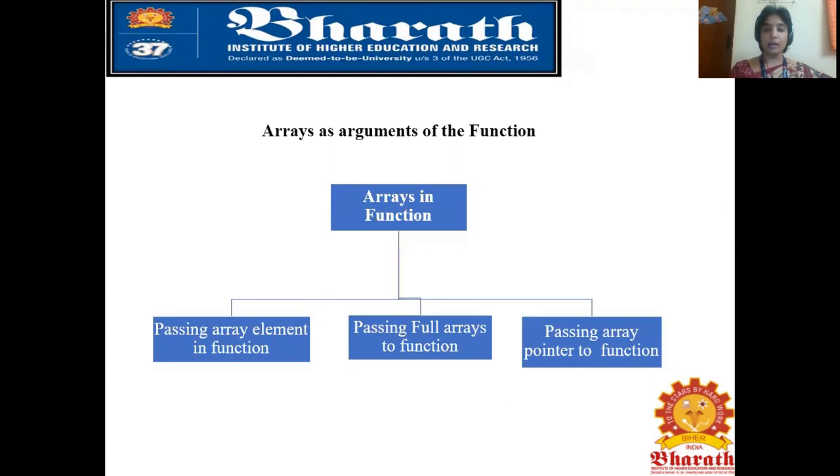So as a first topic, we will see how arrays are going to be passed as arguments of a function. Arrays can be passed in three different ways as a parameter to the function. The first way is passing the array element, that is, each array element is passed individually as a parameter to the function. In the second case, we pass the full array as a parameter to the function. In the third case, we pass a pointer as an argument to the function.